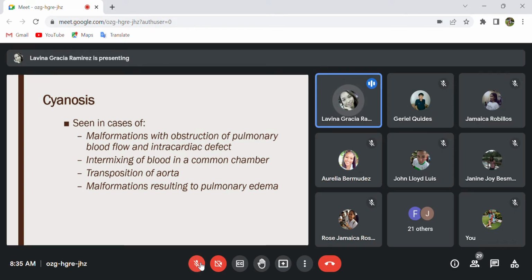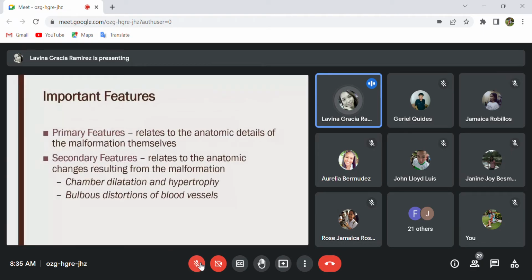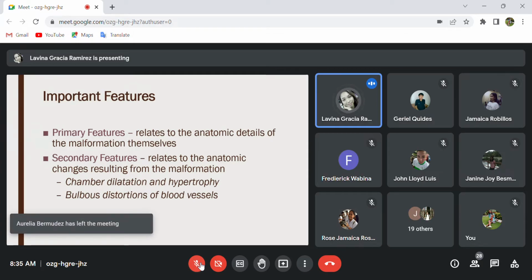These are like references to look for if the animal is suffering from congenital diseases. Now, the important features for the congenital diseases might be classified into two. We have the primary features and the secondary features. The primary features relate to the anatomic details of the malformation themselves, meaning those structures. The secondary features relate to the anatomic changes resulting from the malformation.